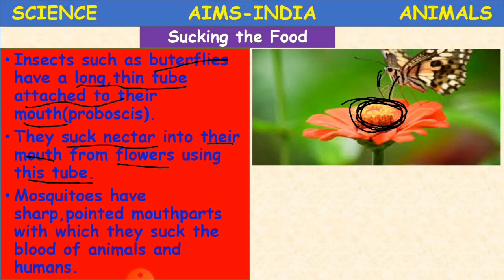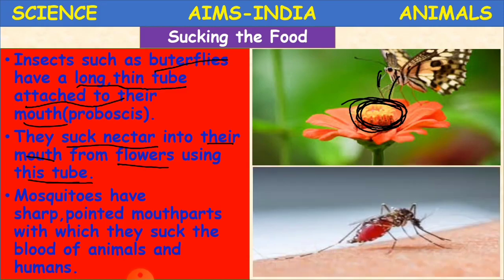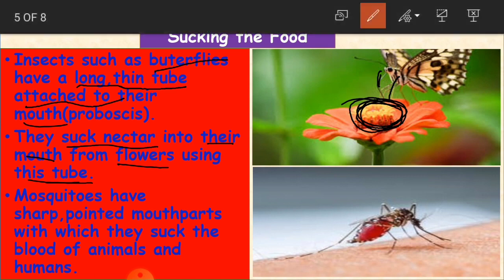And mosquitoes have sharp pointed mouth parts with which they suck the blood of animals and humans. See, children, how dangerous mosquitoes are. We learned in our previous topic, the previous part on animals, that mosquitoes, flies and cockroaches are very harmful. Why are they harmful? Because they suck the blood of animals and humans, and by this we get attacked by different types of diseases.